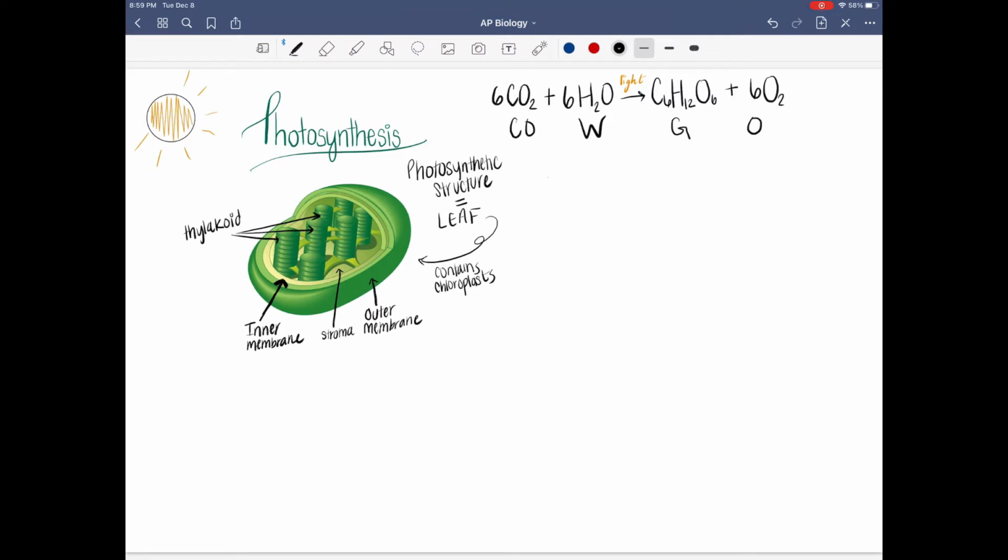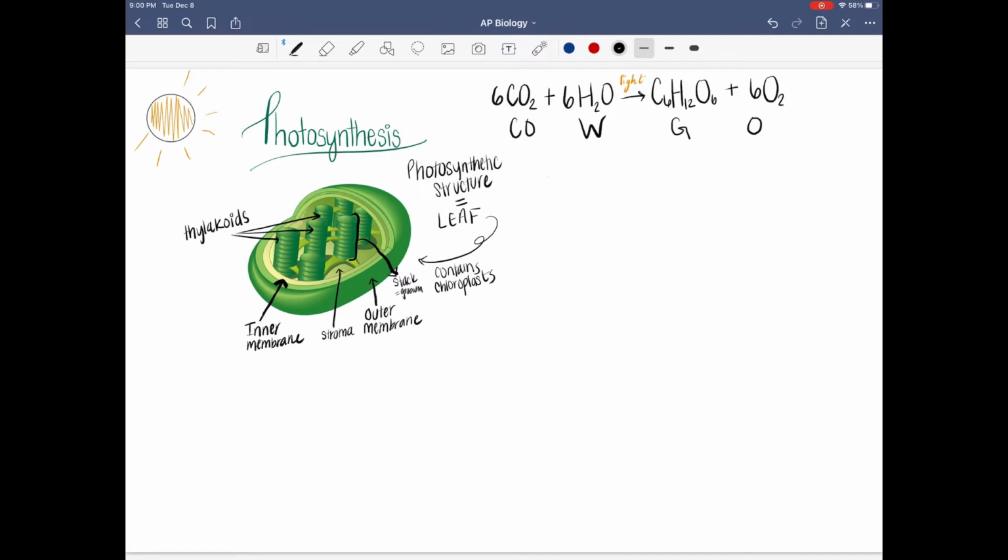And then the main location where we'll see a lot of things happening is our thylakoids. If we looked at the entire stack of the thylakoids, that would be called our granum. So keep in mind, a thylakoid is each individual disc that you see in the stack.